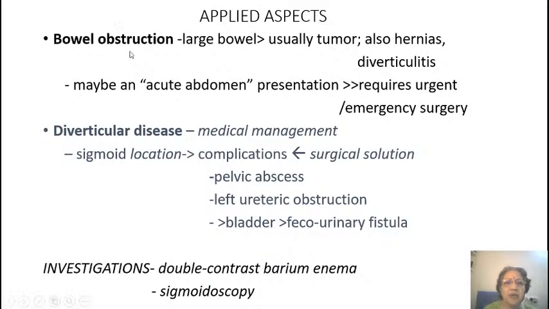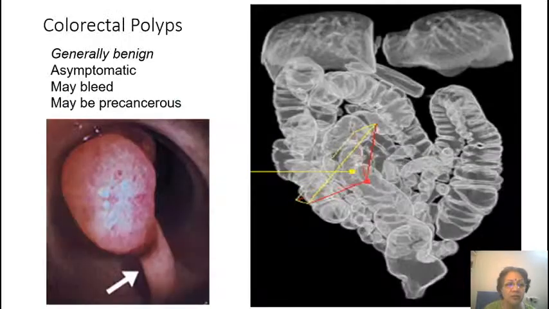So you have bowel obstruction as a presentation, which could be because of a tumor or a hernia or a diverticulitis. You have diverticular disease in itself, which is mostly managed medically. In the sigmoid, you have to think of the complications possible. And there is a third thing called polyp formation, which is not diverticulate, which is polyp.